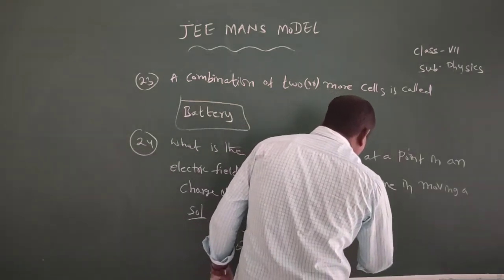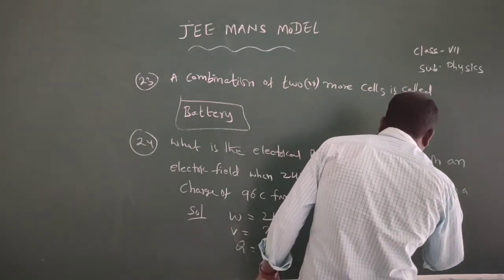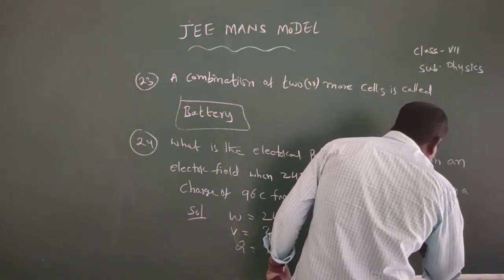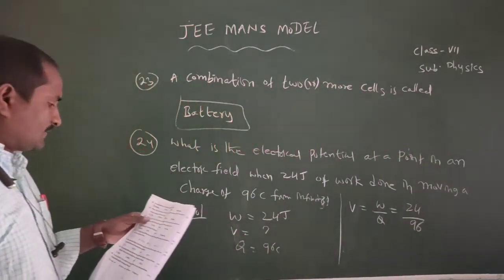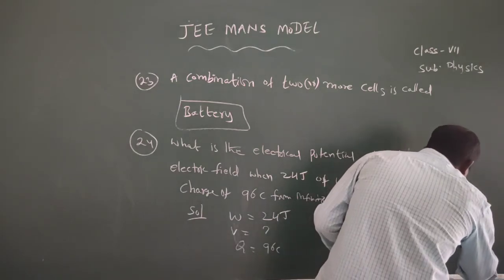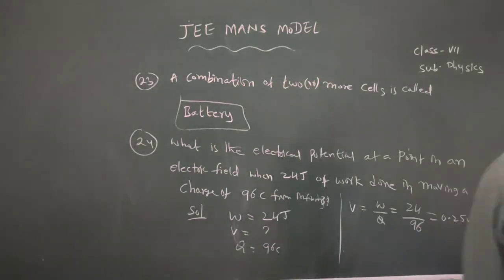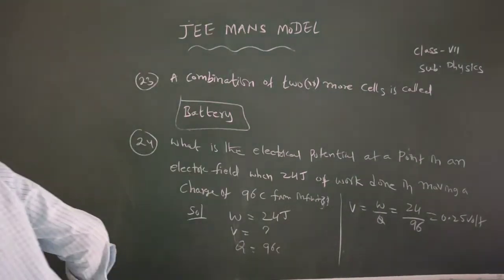So we know that V equal to work done by charge, that equals 24 joules by 96, that equals 0.25 volt. So V equals 0.25 volt.